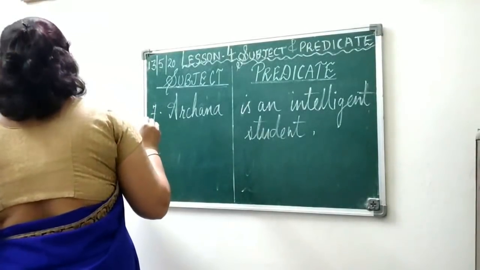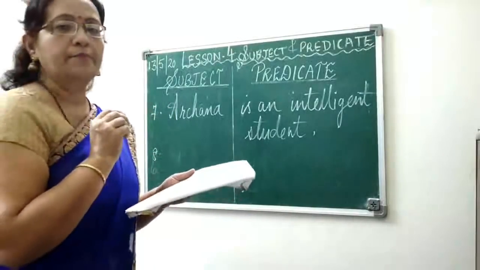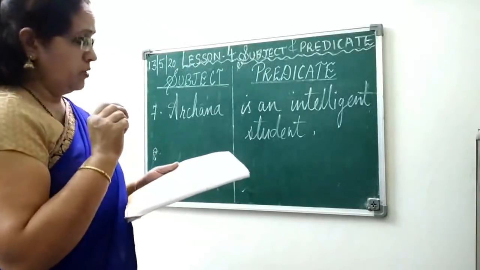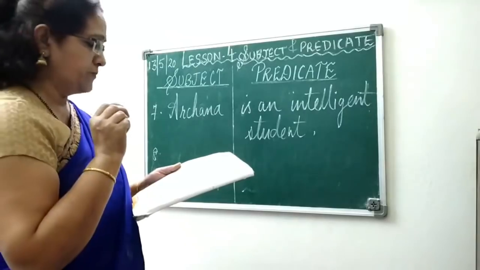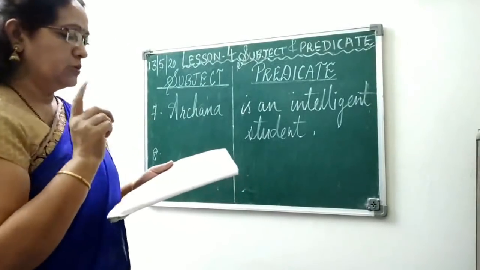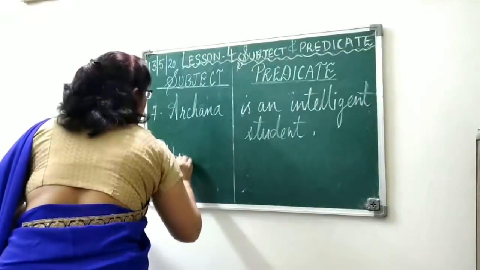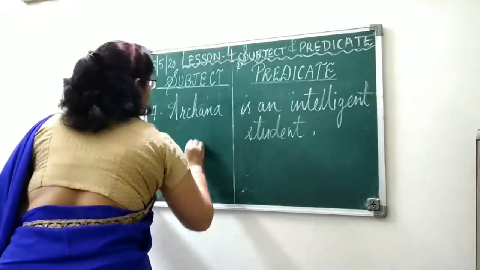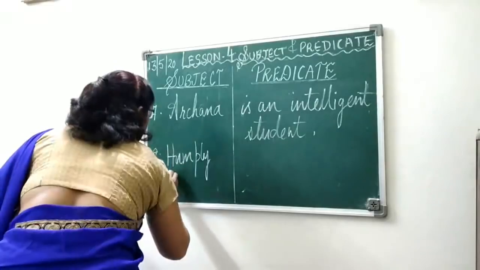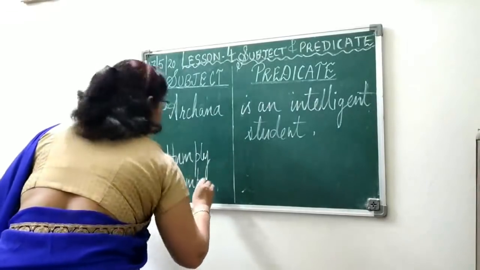Eighth one is Humpty Dumpty sat on a wall. Now, tell me student, which is the subject here? Which one is the subject? Yes, Humpty Dumpty. Humpty Dumpty is the subject here.